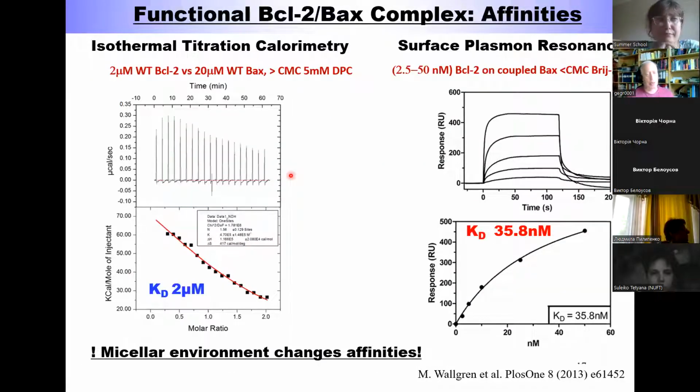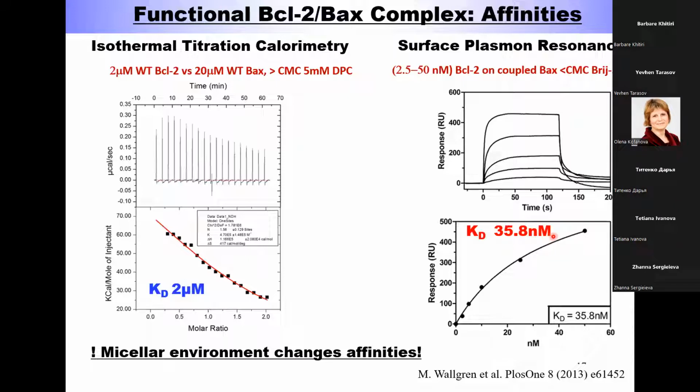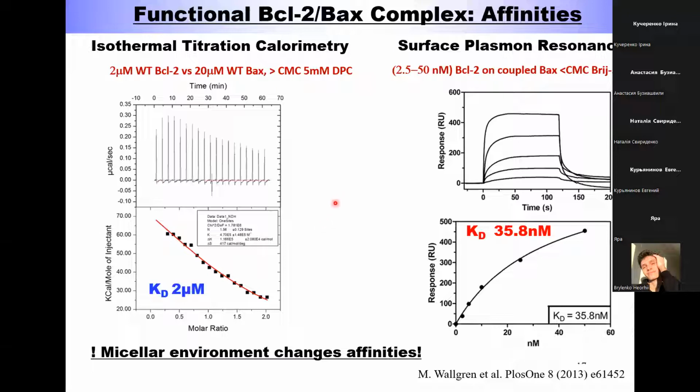Then to test it with another method, we were doing isothermal titration calorimetry, and here we use the full BAX, wild type BAX. And you see very nicely that it's also binding with 2 micromolar affinity. And we were doing before surface plasmon resonance with another detergent, below critical micelle concentration, it's above. Here we saw it's binding with 35 nanomolar affinity. We thought, and this is also very nice.